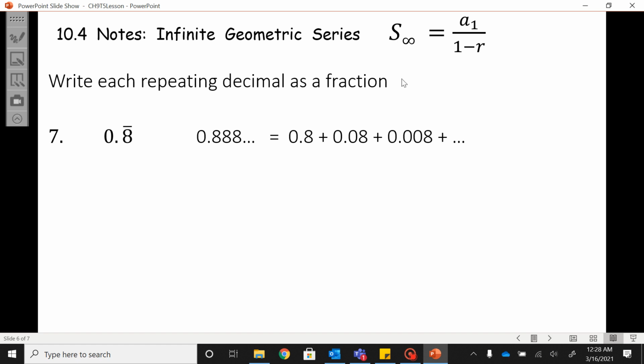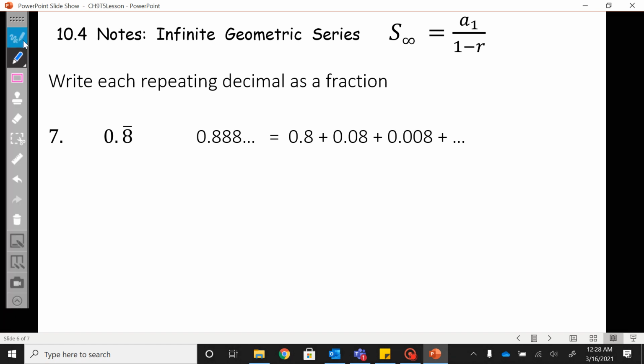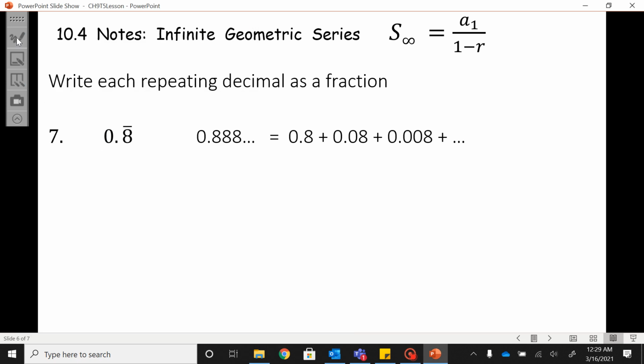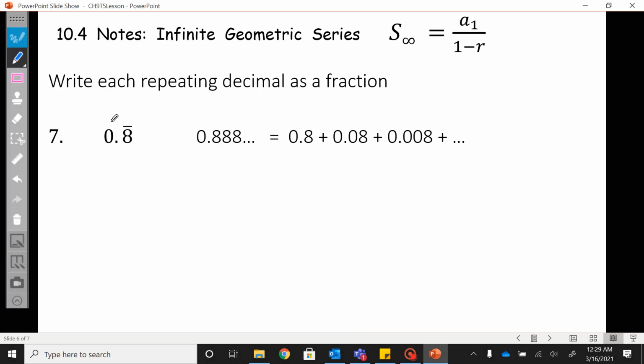All right, write each repeating decimal as a fraction. Okay, so we can do this by thinking about the repeating decimal in a different way. Okay, so if we look at 0.8 repeating, okay, that's 0.88888888, etc. And that can actually be expressed as an infinite series of sums, okay? 0.8 plus 0.08 plus 0.008, okay, adding, and then etc. Adding all of those together gives you an 8 in the next space.